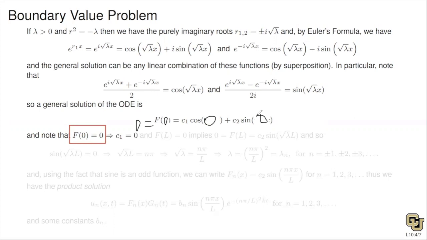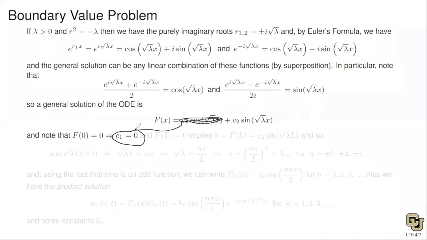So here, cosine of 0 is 1. Sine of 0 is 0, so this goes away. Sine of 0 is 0. Cosine of 0 is 1, as you remember, right? This is a 1. I'll just cross that out. So we get C1 equals 0. So this term is not here in our solution. The first boundary condition wipes out the cosine term.